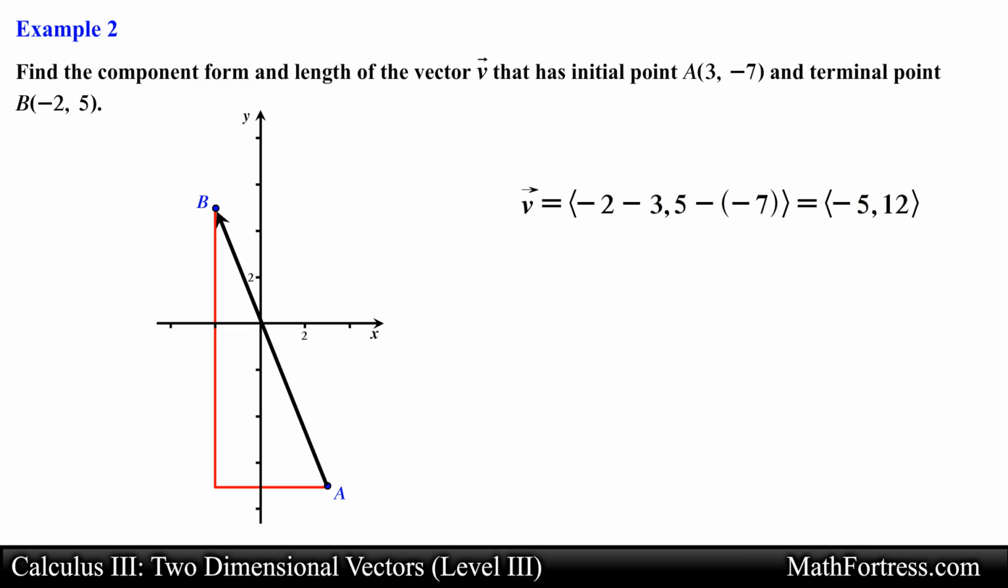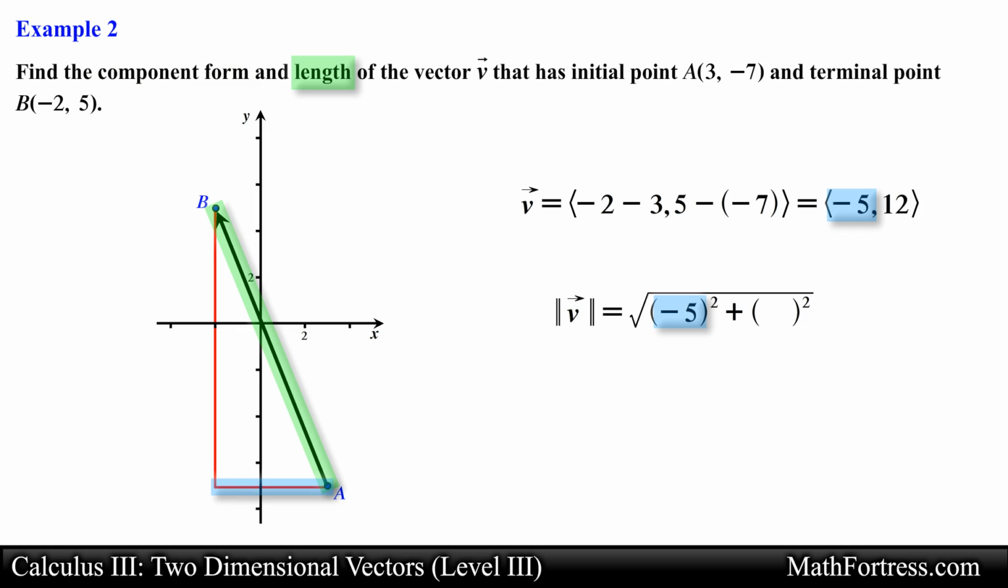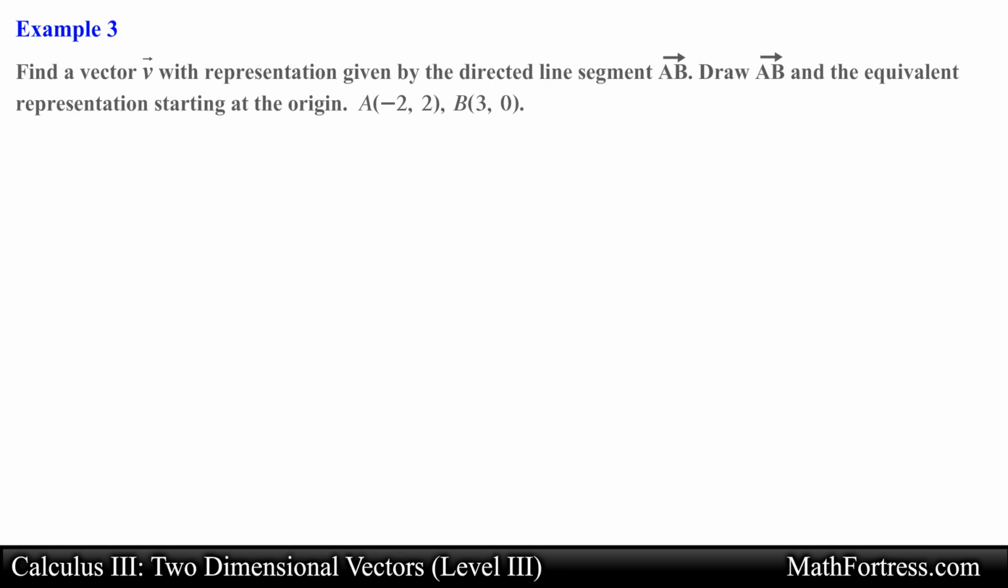Having found the component form of the vector, we now find the magnitude of the vector by simply taking the square of each component, adding them, and then taking the square root of the result. Doing this, we obtain the final answer equal to 13. This means that the length of this vector is 13 units long. Alright, let's try the next example.